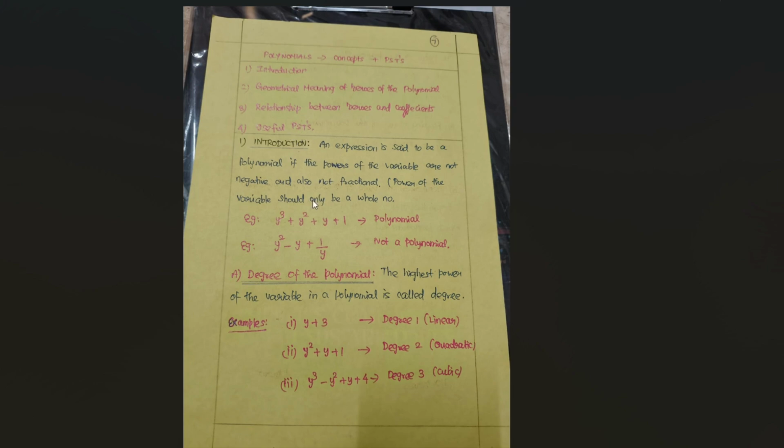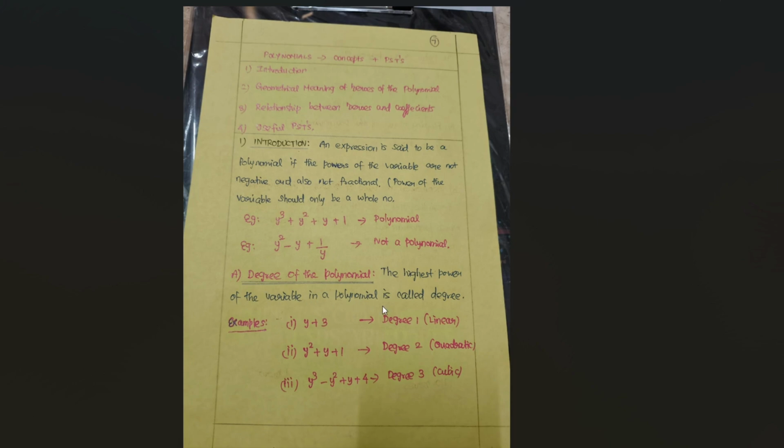Okay, introduction, I would have just given you a basic outline about polynomial. So that is, an expression is said to be a polynomial if the powers of the variable are not negative. So here it is negative. 1 by y can be written as y power minus 1. So hence it is not considered as a polynomial. But here all the powers are whole numbers, so it is considered to be a polynomial. So the powers of the variable are not negative and also not fractional, so power of the variable should only be a whole number. So like that, I have given some examples about it.